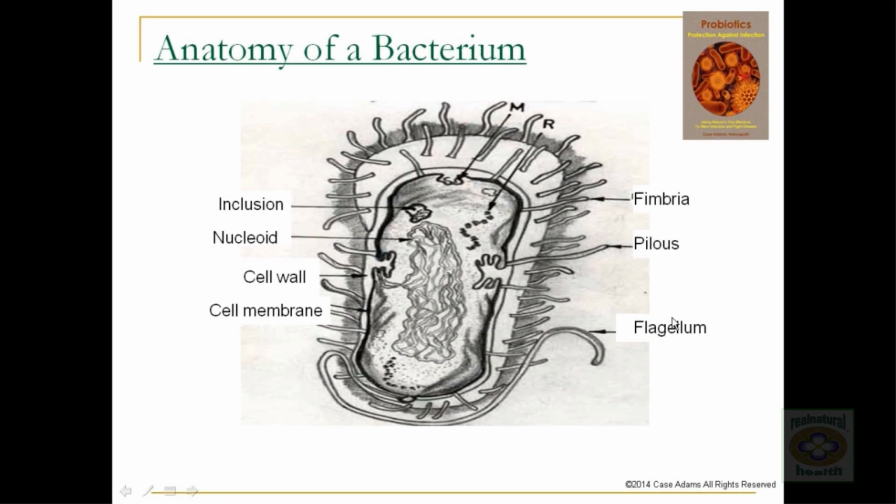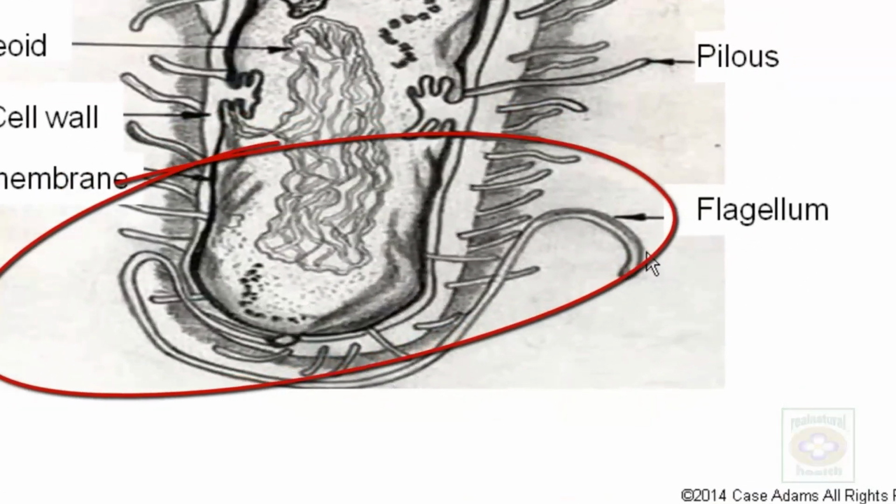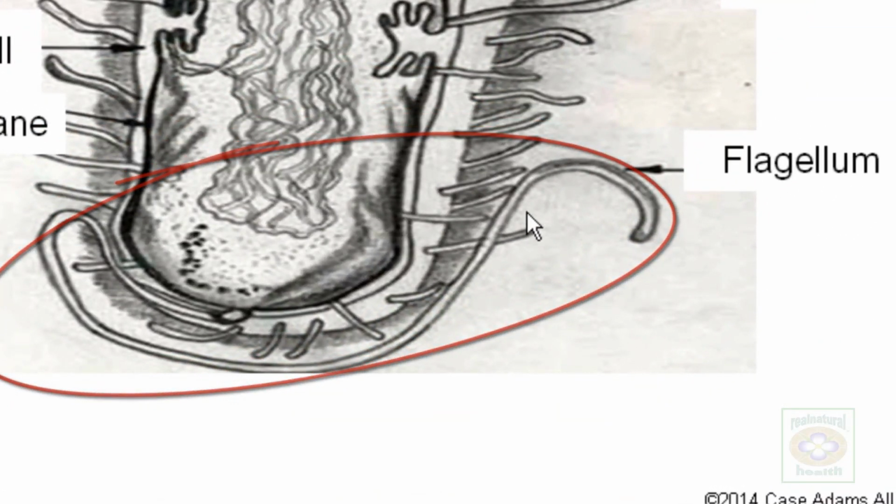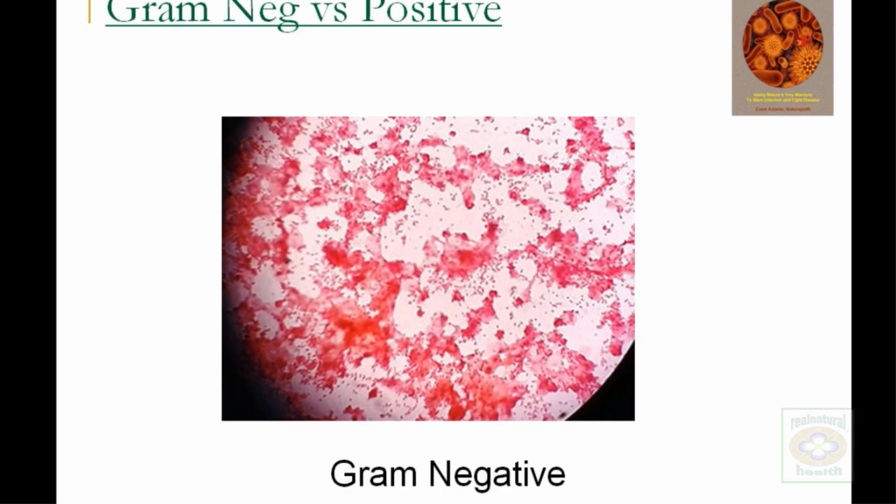Then there are the flagella. This diagram shows a single one, but as we discussed earlier, there could be many of these swimming appendages of sorts surrounding bacteria. We mentioned earlier that bacteria are often classified by whether they are gram-negative or gram-positive.